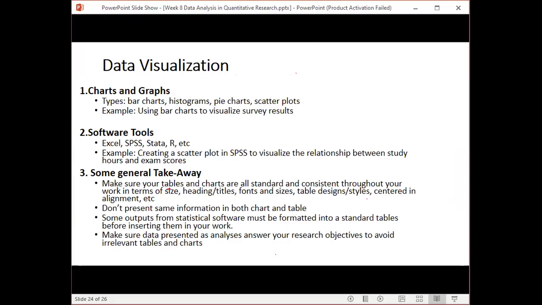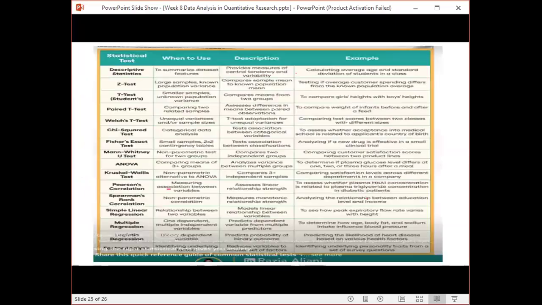And make sure the data that you present as analysis answers your research objectives, right? So that you will avoid all irrelevant tables and charts. Some of you have a lot of questions asked in your questionnaire and present all of them in your work, meanwhile it has nothing to do with your research objectives. It wastes a lot of our time, right? So just go straight to your objectives, use the tables and charts that answer your objectives, present them, and then you'll be fine. Okay, it makes sense.